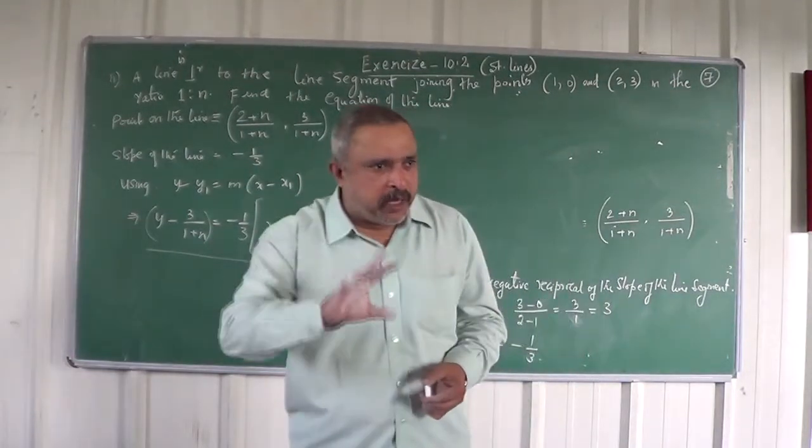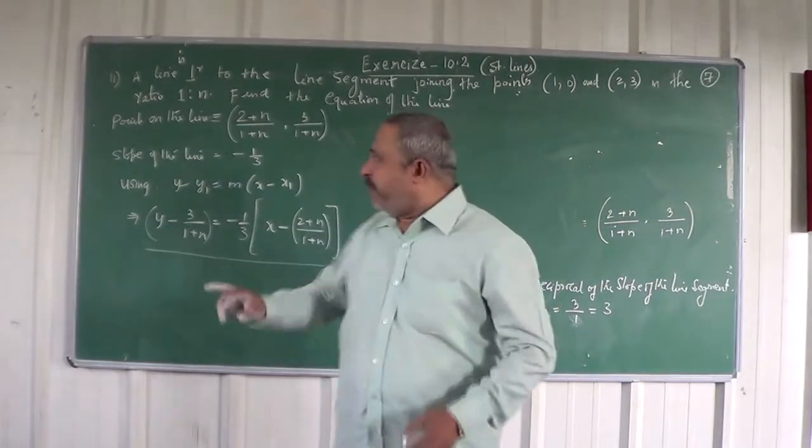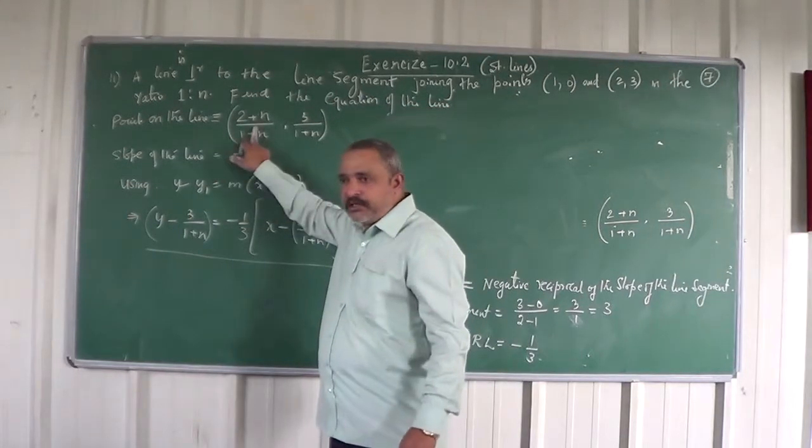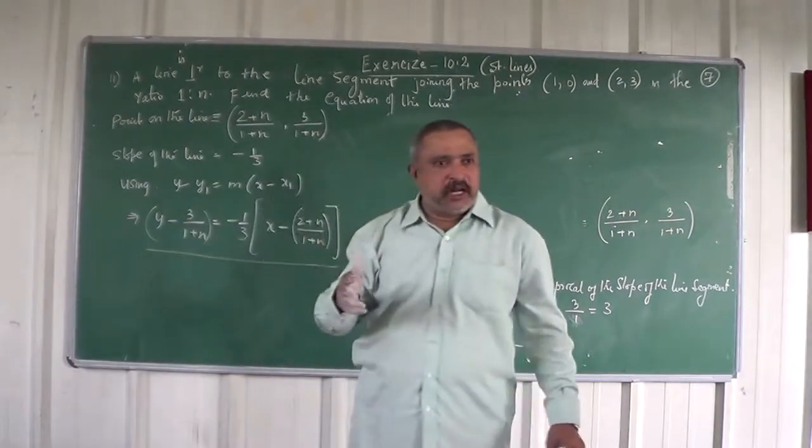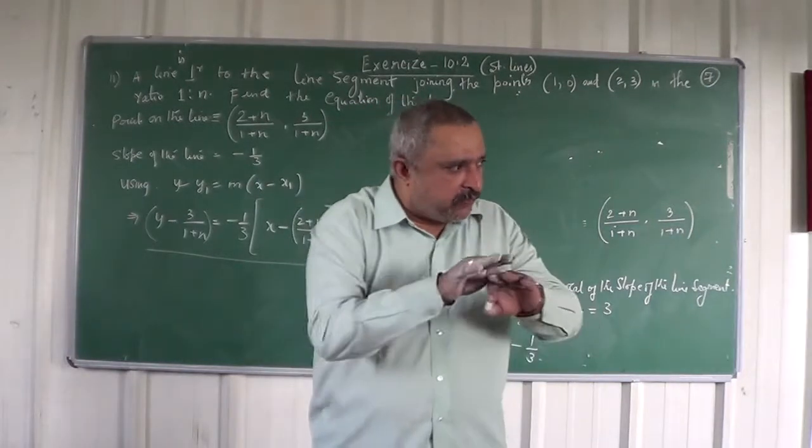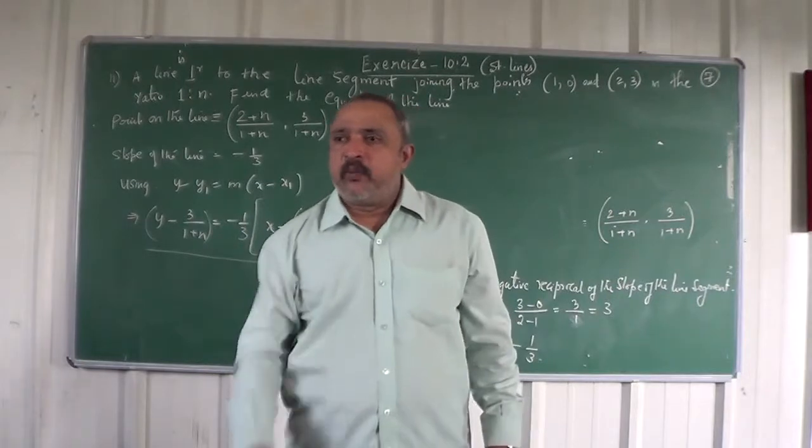So what is this problem? In this problem, you find the coordinates of the point by using the section formula, and you take the slope of the required line as the negative reciprocal of the slope of the line segment, and you use the slope and 1 point.